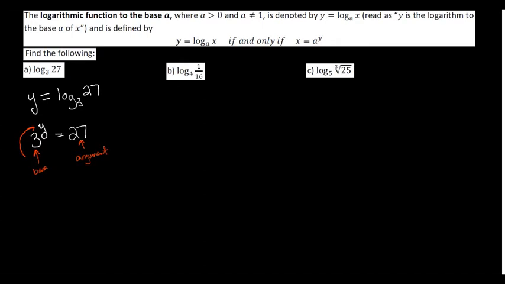You can kind of think of it like square roots, where we're asking the question backwards. And so in this case, y would have to equal 3, because 3 cubed gives us 27.